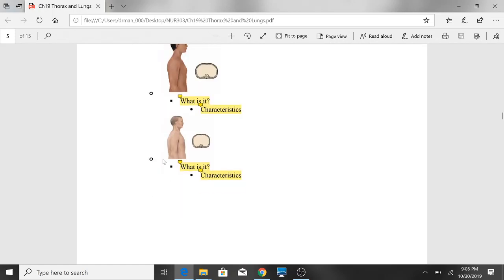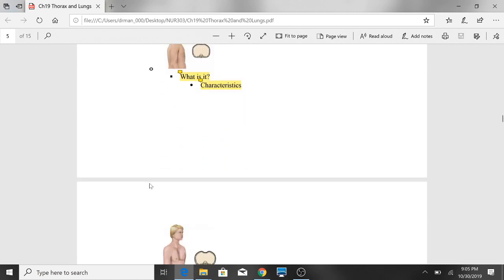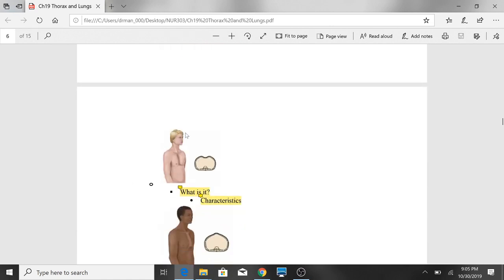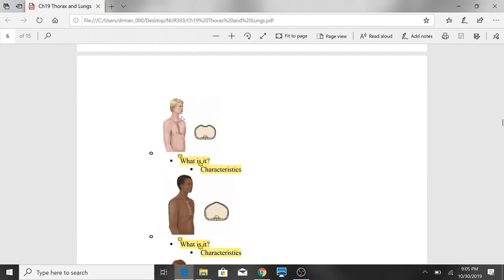Alright, now looking at this one, what do you think this is? A barrel chest. What do you think the characteristics of a barrel chest are? Equal AP to transverse diameter, and ribs are horizontal. Alright, what do you think this is? This is pectus excavatum. Whenever you say this, just think of a sunken sternum.